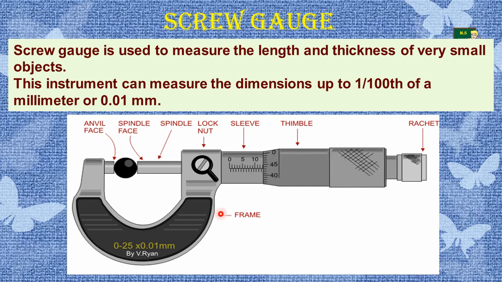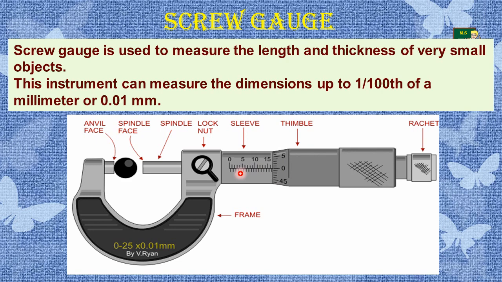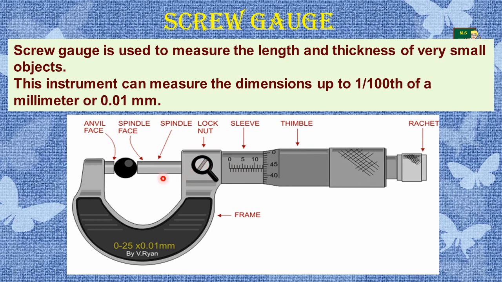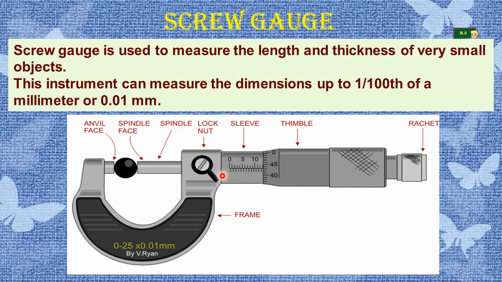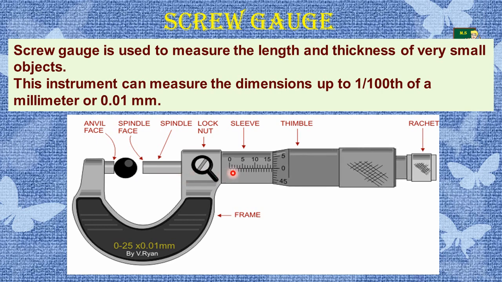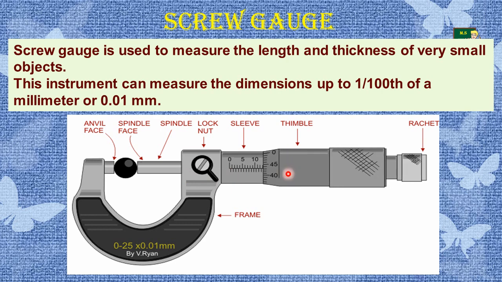There is a scale which is graduated in millimeter called the pitch scale. This is the pitch scale graduated in this screw gauge. In short form, the pitch scale is PS. One end of the screw is attached to the sleeve, right? Now the end of the sleeve, that means the thimble. This is the thimble. It is divided into 100 divisions.